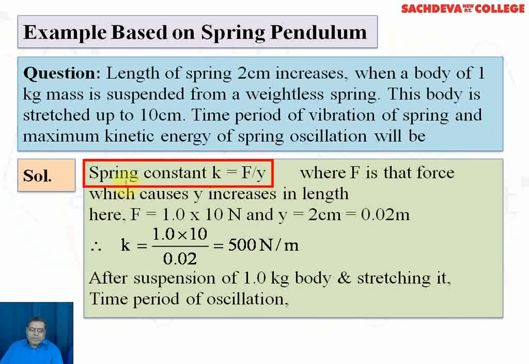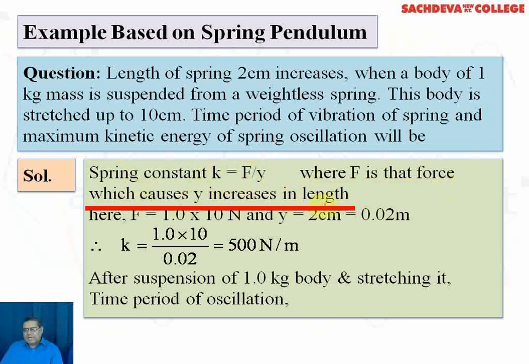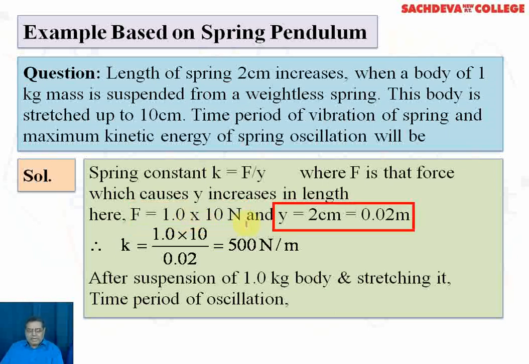So, spring constant, as we have discussed earlier, is F by y, where F is the force which causes y increase in length. F is a restoring force, y is the vertical displacement, and k is the spring constant. Here F is known to us according to the question. It is given as 10 N, that is 10 Newton, and y is 2 centimeters, given as the vertical displacement in the first line of the question, which becomes 0.02 meters.